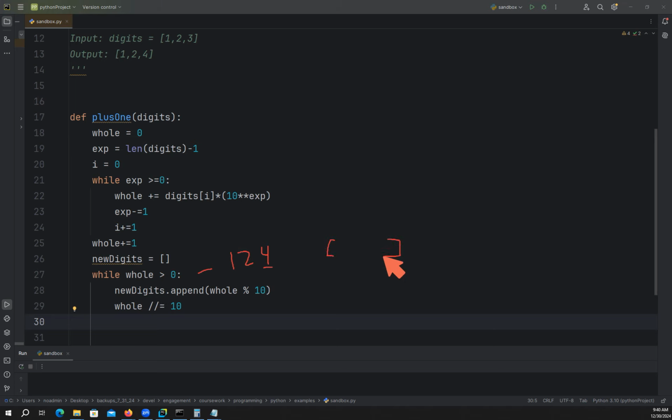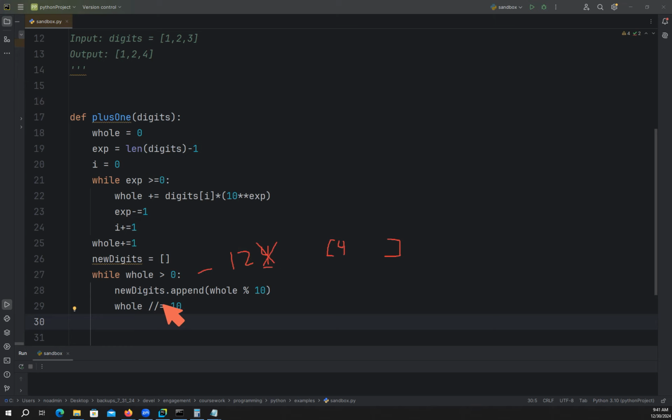So let's look at what happens. You take the 4, put it into this list, you append it, and it becomes the first element. And then I do a division by 10. When you divide a whole number by 10, you get rid of the number in the ones place, the last digit. So I get rid of it.